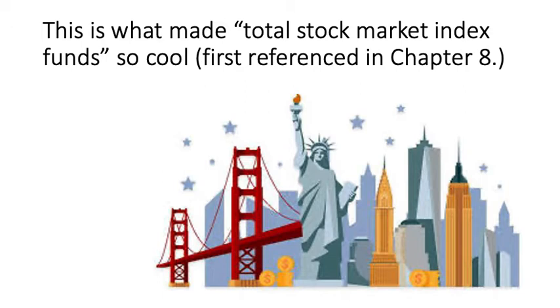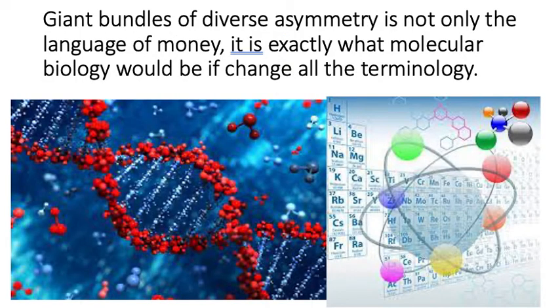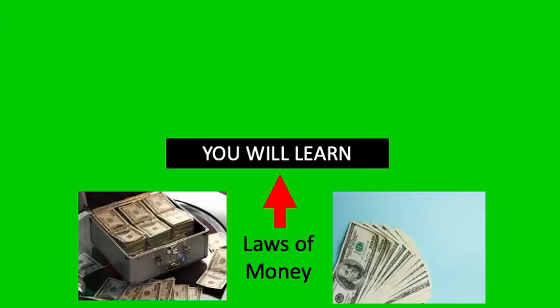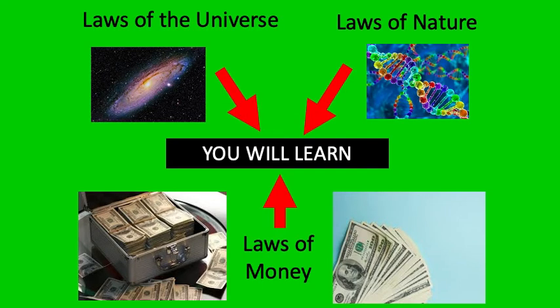First reference in Chapter 8. Bigger and bigger bundles of diversity become less and less symmetrical. Why? The more different something becomes, well, the less equal it is. Giant bundles of diverse asymmetry is not only the language of money, it is exactly what molecular biology would be if we change all the terminology. I think astrophysics is just the science of weird shapes bumping into other weird shapes that somehow give us weird colors in the process. So, to conclude, once you learn some laws of money, you end up learning some laws of the universe and laws of nature too.